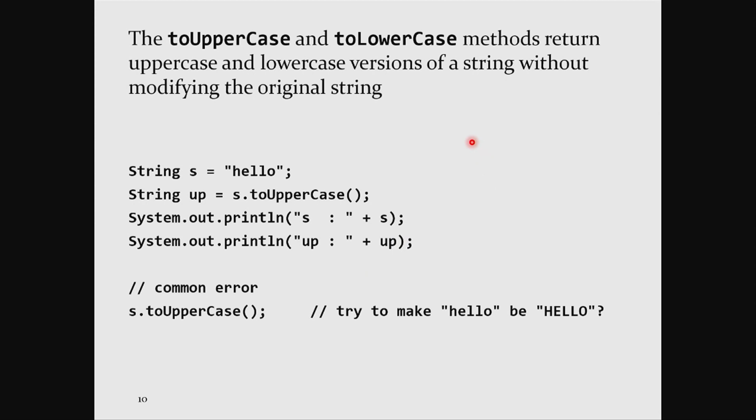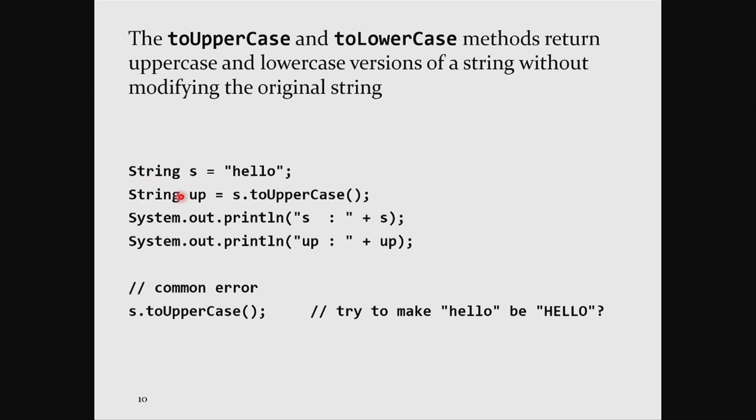Okay, so for example, there is this method called toUpperCase that, not surprisingly, takes a string and seems to convert the string to uppercase. That's what it looks like it does, but that's not what it does. Similarly, there's a method called toLowerCase that looks like it ought to take a string and convert it to all lowercase, but that's not what it does.